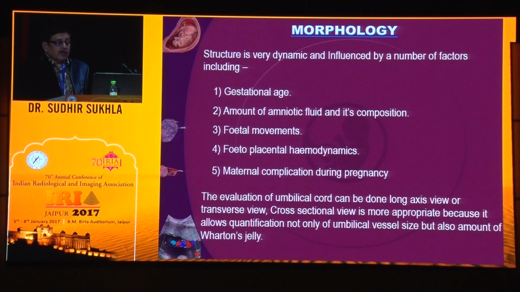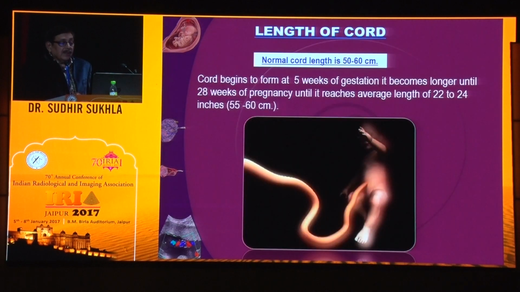It is better to do a cross-sectional view because you can see both vessels and assess the Wharton's jelly. The cord begins to form at 5 weeks. The increase in length continues until 28 weeks, until it reaches 55 to 60 centimeters.